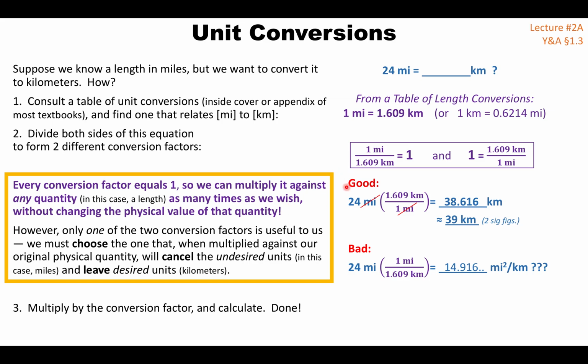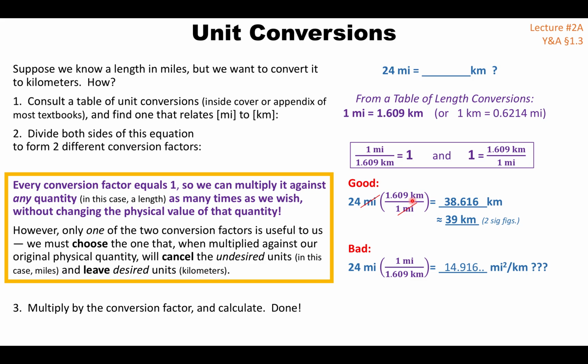Now, the next step is then to choose which of these 2 conversion factors. We're going to take this ratio here, and we're going to call this a factor because we're going to use it for multiplication. Which of these 2 conversion factors is going to give us the desired outcome? And that desired outcome is to cancel out the units that we don't want, which in this case is miles, and leave us with the units that we do want, which in this case is kilometers.